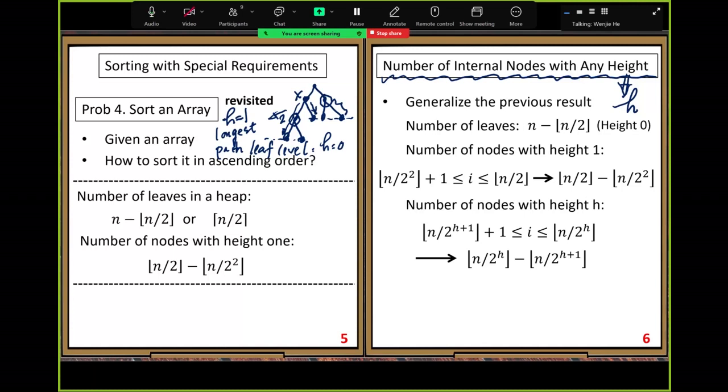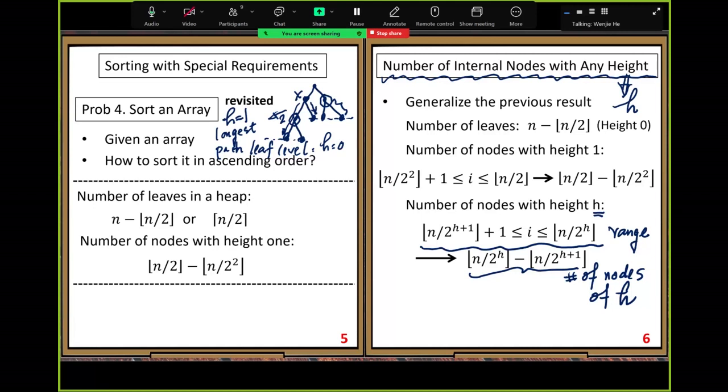Then we developed the range for height h, the general formula. Those nodes spread in this range. Then we count the number of nodes, so this formula, the number of nodes of height h, is the formula.